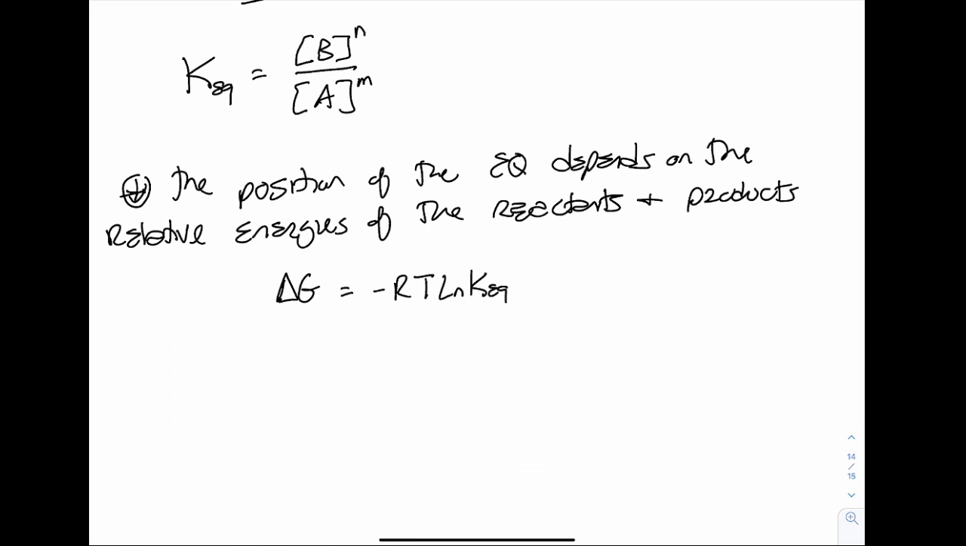Our book is actually writing it using log base 10, so it uses the 2.303 RT times the log of KEQ instead of natural log. We're not going to do math problems with it. The only part I want you to notice is that my free energy change is equal to the negative of, whether it's log base 10 or natural log, it really doesn't matter, KEQ.